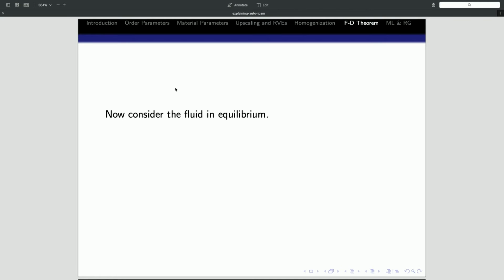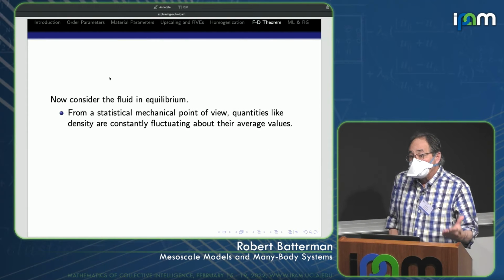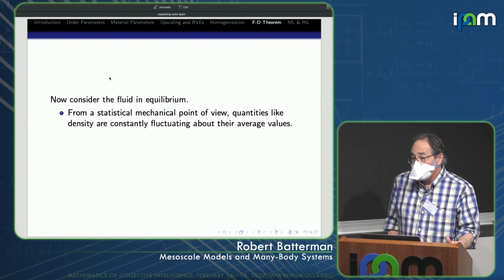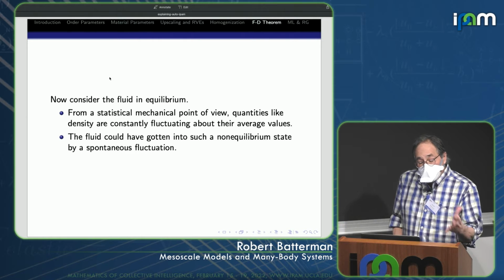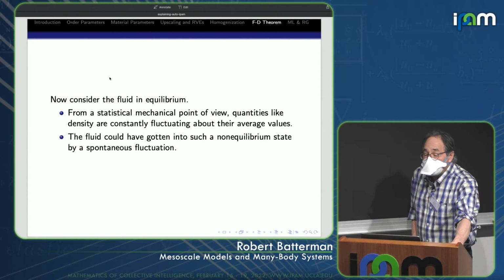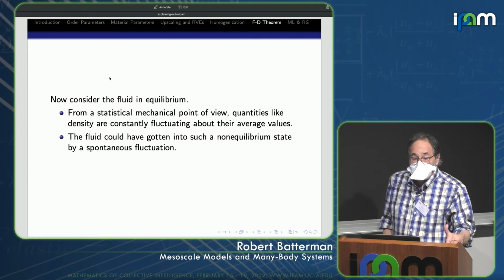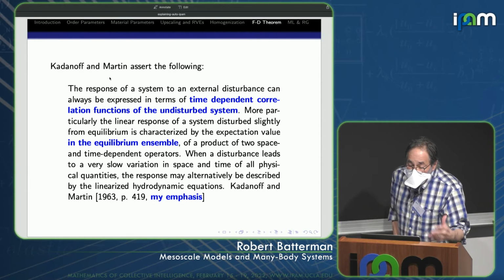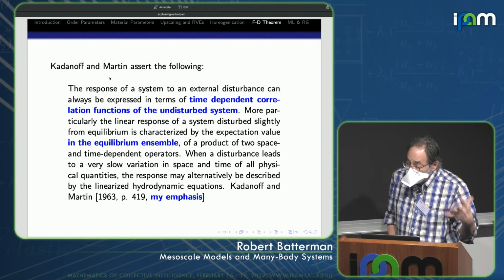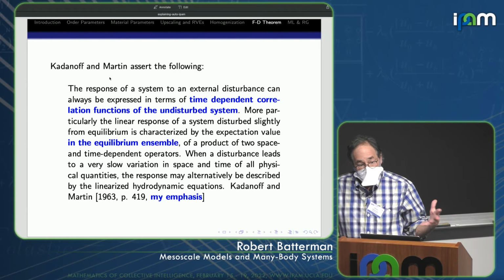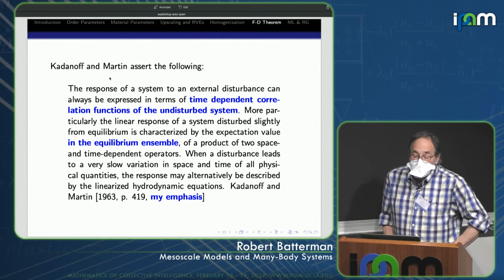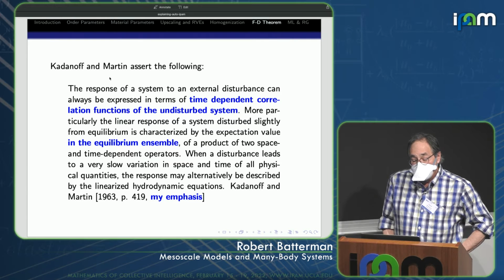Now consider a fluid in equilibrium. From a statistical mechanical point of view, quantities like density are constantly fluctuating about their average values. The fluid could have gotten into such a non-equilibrium state by a spontaneous fluctuation away from equilibrium. Now, Kadanoff and Martin assert in a famous paper entitled Hydrodynamic Descriptions and Correlation Functions that the response of a system to an external disturbance can always be expressed in terms of the time-dependent correlation functions of the undisturbed system.